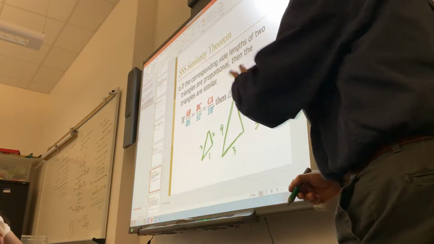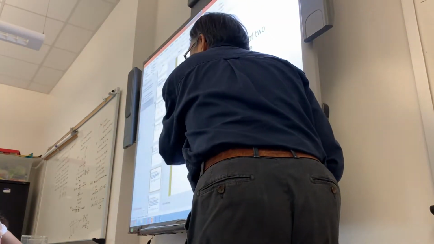1 over 3 is 1 over 3. 2 over 6, 2 over 6. 3 over 9, 3 over 9. If equal, proportional. If not equal, just stop. So this is 1/3, this is 1/3, 1/3 equals 1/3. You understand, please? So corresponding side over corresponding side is 1/3.